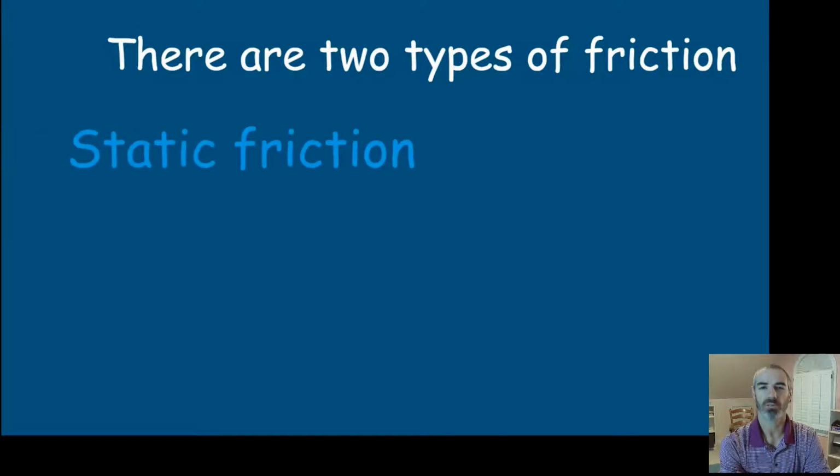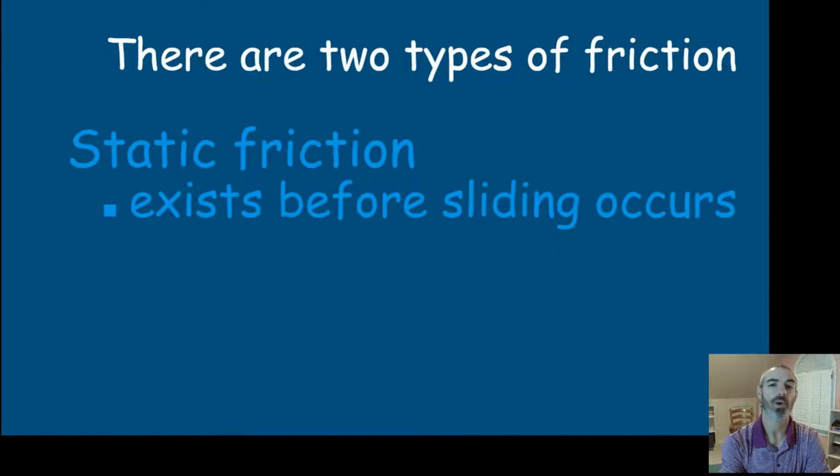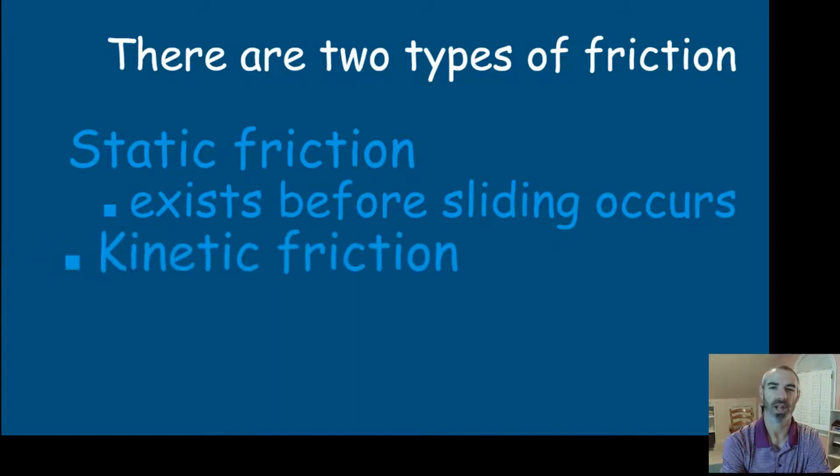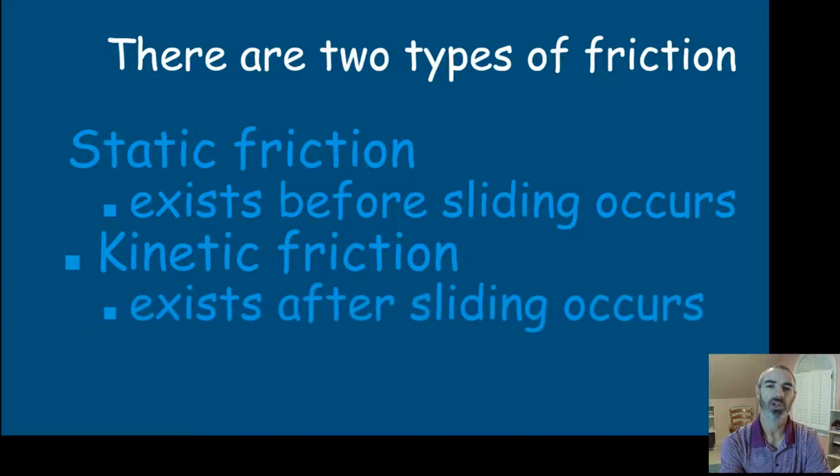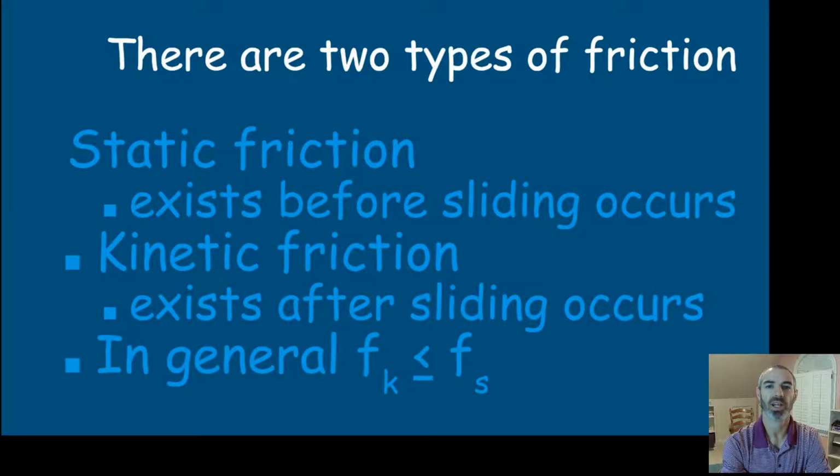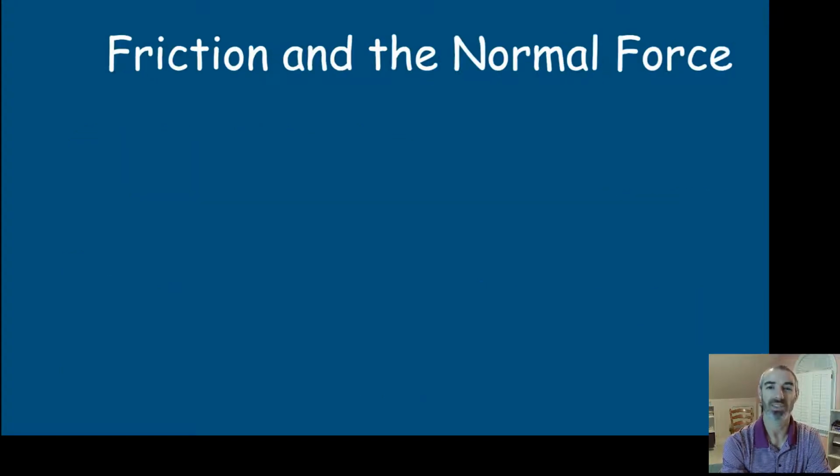Now we have two types of friction. We have static friction, which occurs before the object starts to move. So static means not moving. And we have kinetic friction, which occurs after it starts to slide. Kinematics, we learned early on, is the study of motion. So an object moving means that it has kinetic friction. And in general, the kinetic friction is a lesser value than the static friction. It's harder to get something moving than it is to keep something moving.